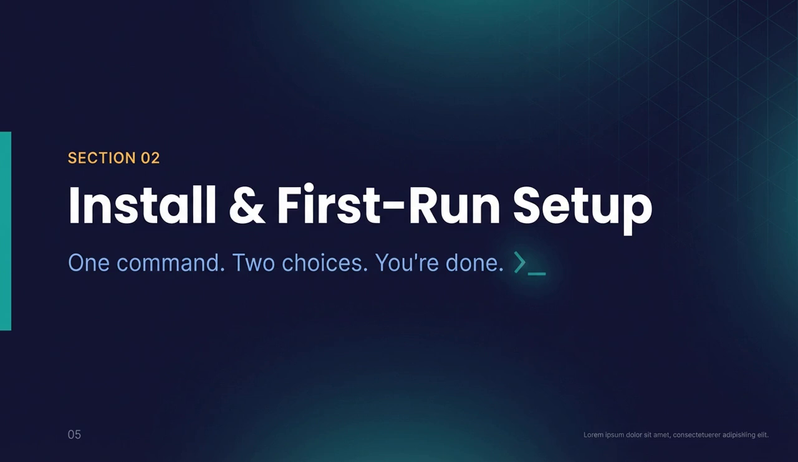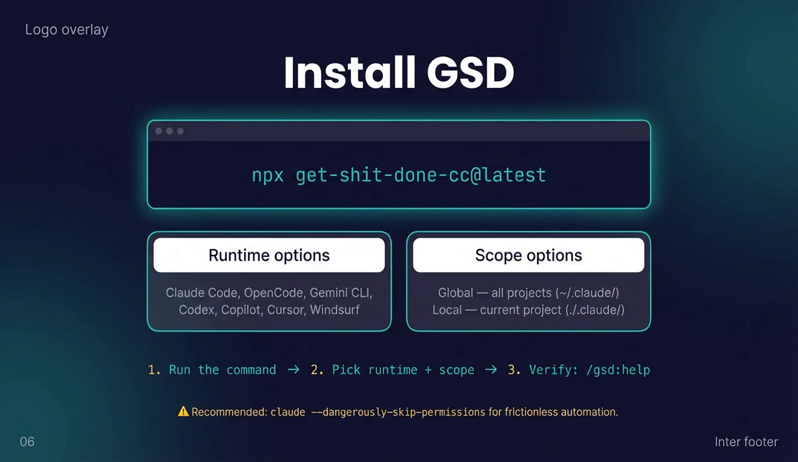Section 2. Installation. This is fast. Run the npx command. The installer asks 2 questions. Which runtime? Pick Claude Code unless you have a reason not to, and global versus local. Global means GSD is available in every project. Local means just this one. After install, verify with /GSD help. One note. GSD is designed to run with the dangerously skip permissions flag. Without it, Claude stops to ask permission for every git commit and file read. That defeats the purpose.